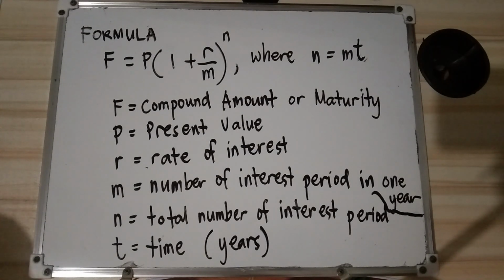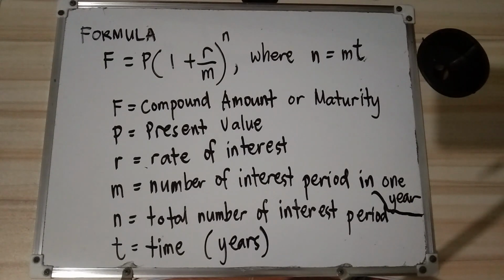Formula: F is equal to P times the quantity of 1 plus R over M, raised to N, where N is equal to M times T. F is compound amount or maturity, P, present value, R, rate of interest, M, number of interest periods in 1 year, N, total number of interest periods, and T is time in terms of years.